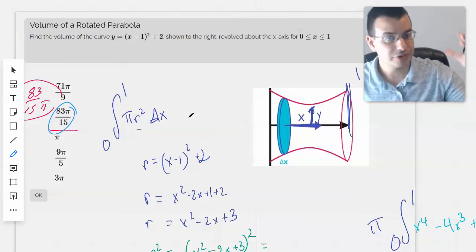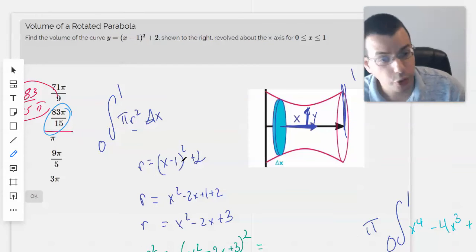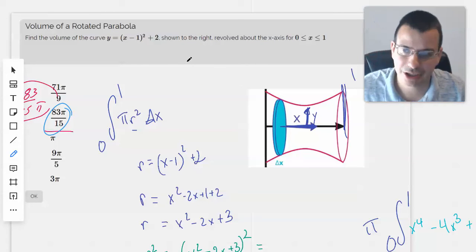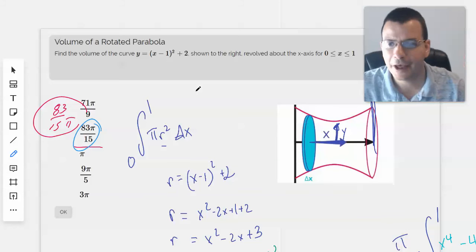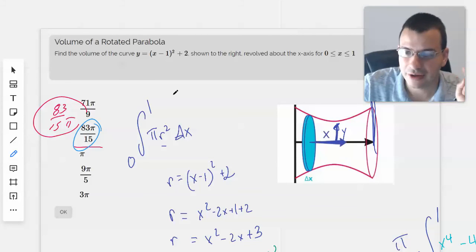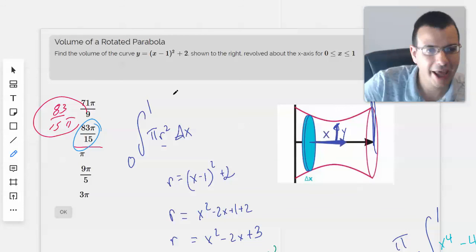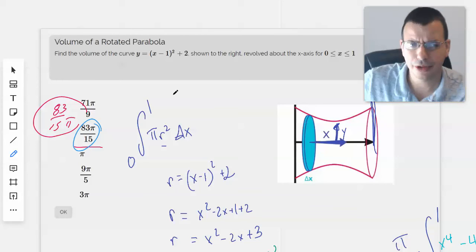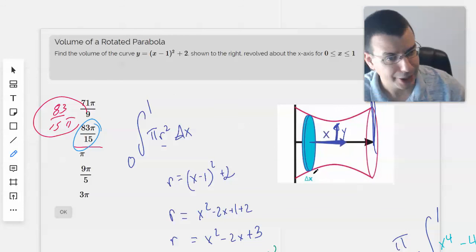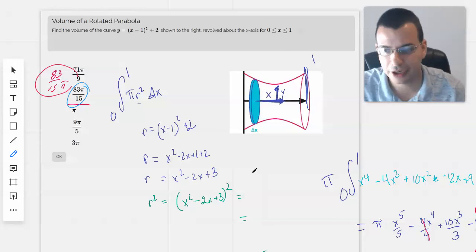To backtrack and look at what we did, we had an equation, (x minus 1) squared plus 2, which looked pretty simple. But the issue is that became our radius, and since we're doing the disk method, we have to find our radius squared. We already have a binomial that we're going to square, then we're going to square that square, and it's just a lot of math. But we did it. We struggled on. We persevered.